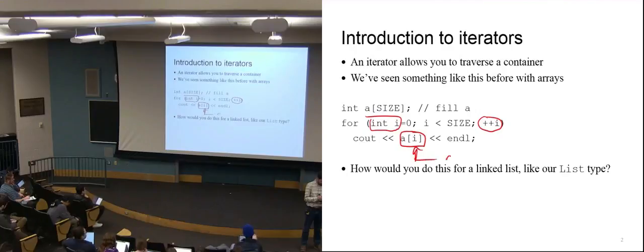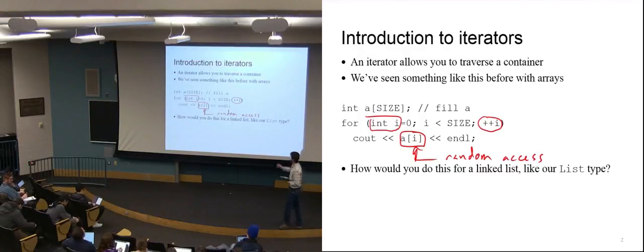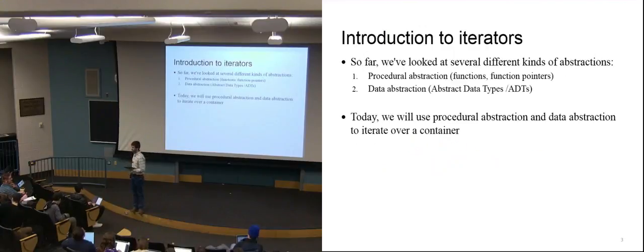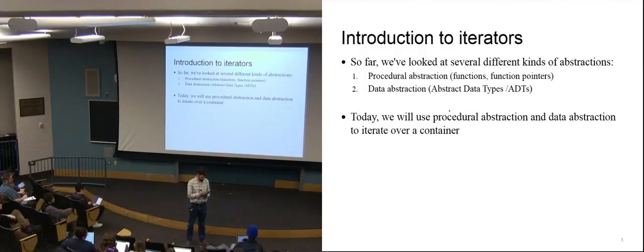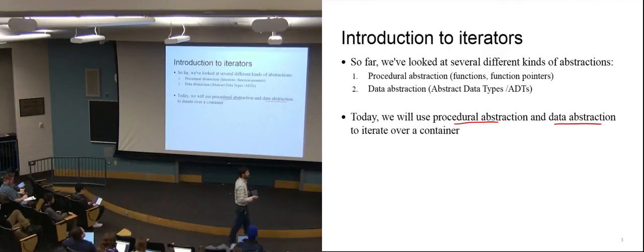By the way, this is called random access. That's the computer science term. You can pick out anything in an array and get it right away. Is that true of a linked list? No, that's a big difference between these two data types. OK, back to iterators. We're going to use two kinds of abstraction to get this job done. We're going to use procedural abstraction and data abstraction to iterate over a container. So we're going to pull together a lot of concepts that we've used in class already this semester.